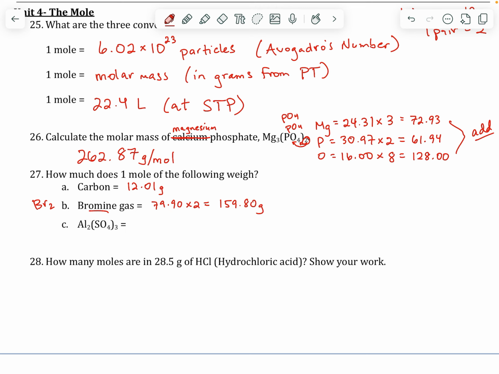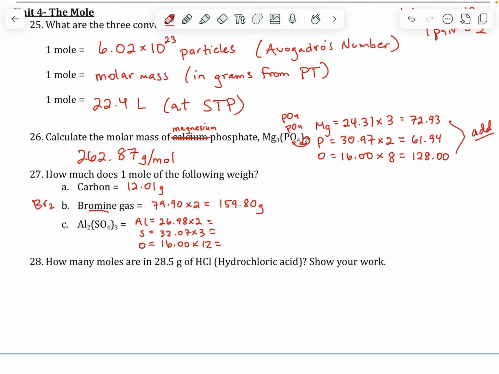And then over here we have our aluminum sulfate. We know that aluminum has its own mass, sulfur has its own mass, oxygen has its own mass. Aluminum is a mass of 26.98, and there are 2 of them. Sulfur, 32.07, and there are 3 of them. And oxygen, I wrote O, 16 times 12.